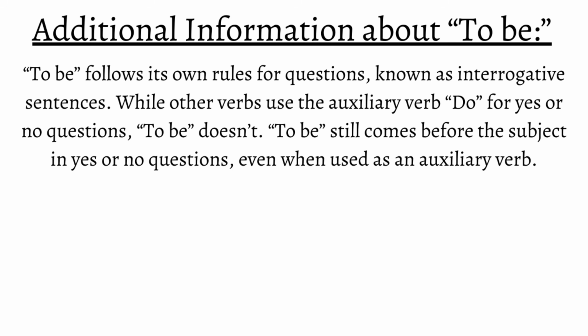Overall, this is how the verb to be works in English, yet there is additional information about to be that is useful to know, which would make future concepts simpler to understand. For instance, to be follows its own rules for questions, known as interrogative sentences. While other verbs use the auxiliary verb do for yes or no questions, to be does not. However, to be still comes before the subject in yes or no questions, even when used as an auxiliary verb.